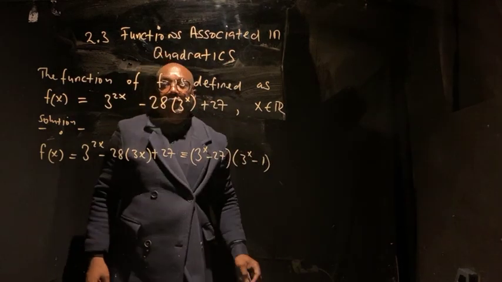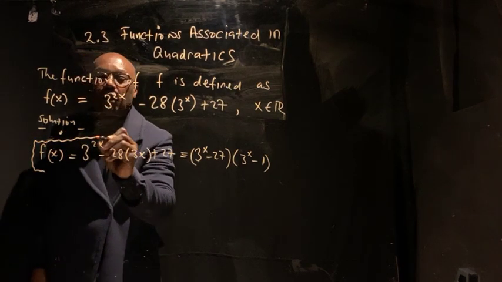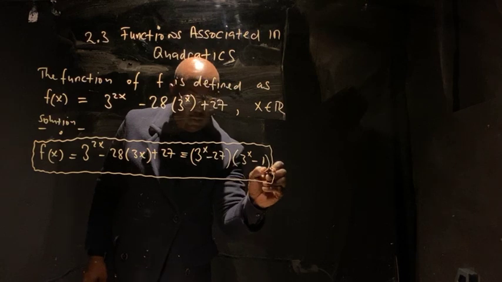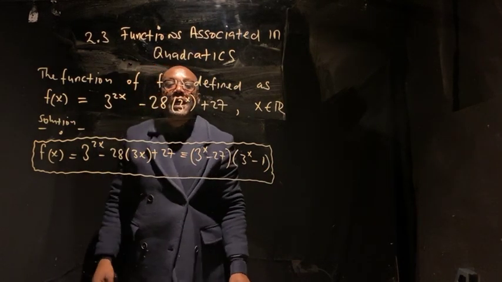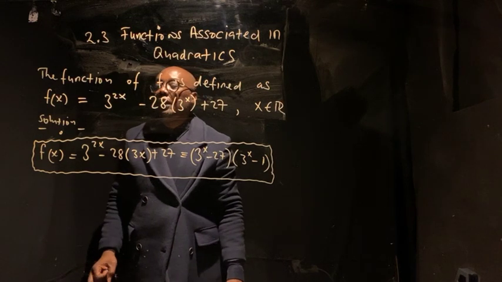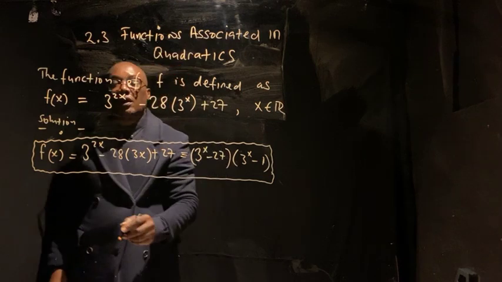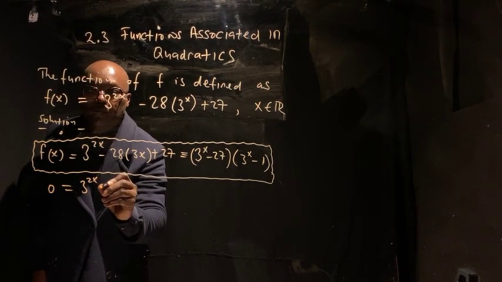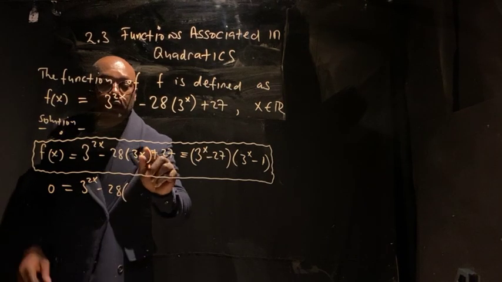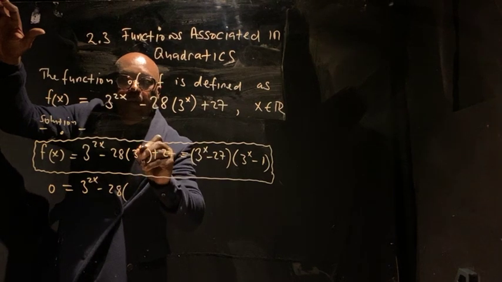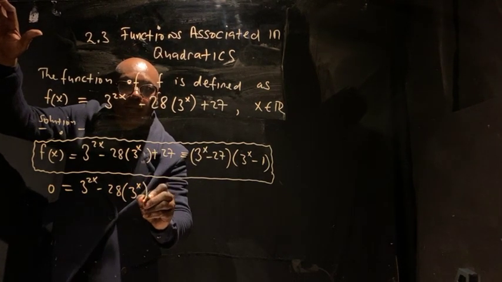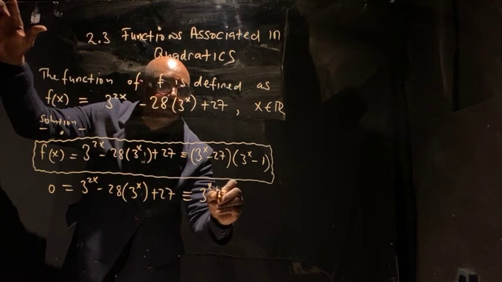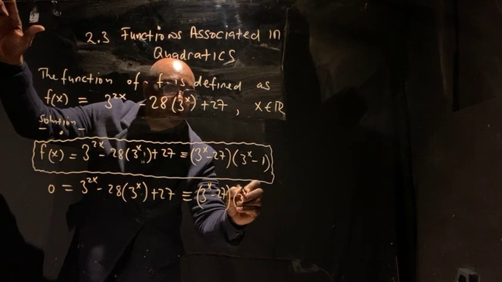Now, we have to move on. This was the result. The second part of the question says find the root of this equation. You can only find the root of such an equation if you put f of x equals 0. In that case, we have 0 is equal to 3 raised to the power 2x minus 28 times 3 raised to the power x plus 27, which is identical to 3 raised to the power x minus 27 times 3 raised to the power x minus 1.